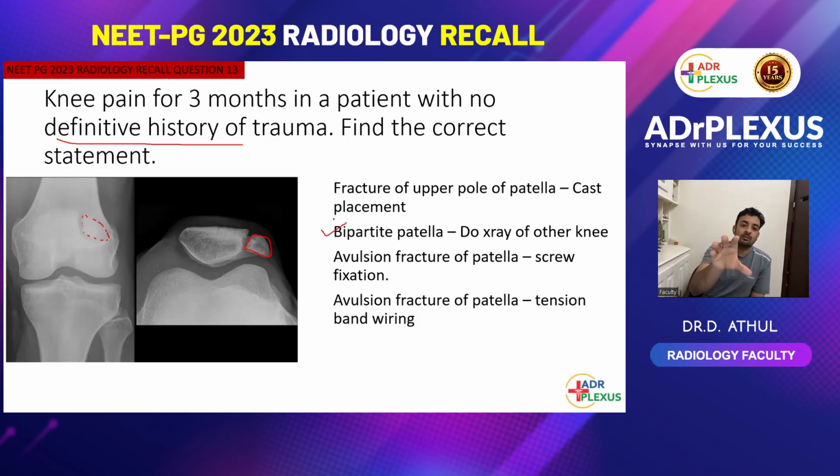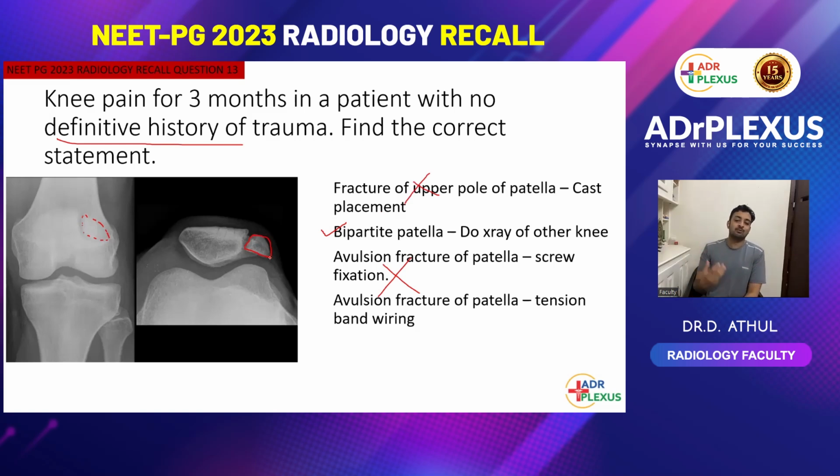Whenever you find bipartite patella of one knee, the patient can have bipartite patella of the other knee, so you have to screen the opposite knee also. Usually this is managed conservatively. You will just give analgesics and anti-inflammatories, and if the anterior knee pain persists, then you have to remove the fragment. That is the treatment. So this is not an avulsion fracture. This is not an upper pole fracture. This was a well corticated bipartite patella.